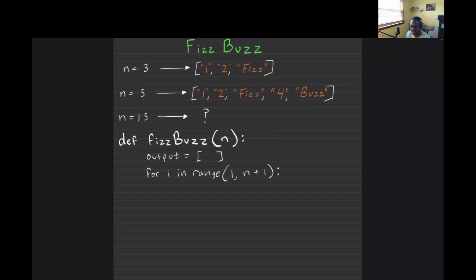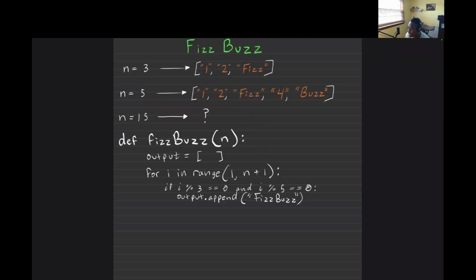Let's just follow the instructions, right? So if i is divisible by 3 and 5, and we'll just use the mod, where we'll mod by those numbers. So if i mod 3 is equal to 0, and i mod 5 is also equal to 0, we are going to append to our output. So output.append the string FizzBuzz. Okay, very straightforward. All right, no confusions there.